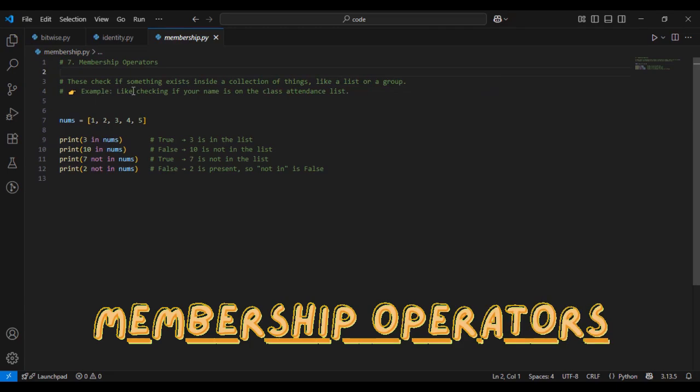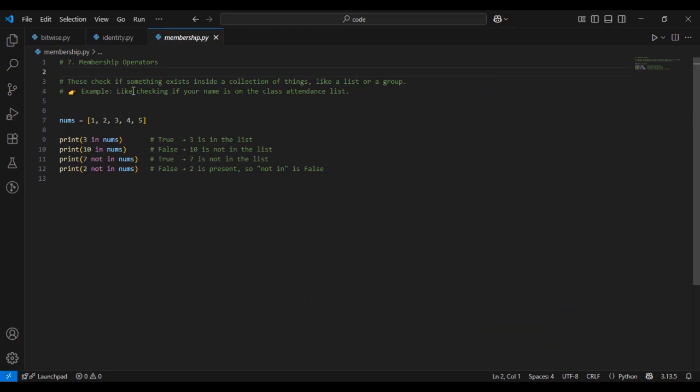These are used to check if something exists inside a collection of things like a list or a group. For example, we have a list here: 1, 2, 3, 4, 5. If we check 3 in the variable nums, which is this list, we can see 3 is present.